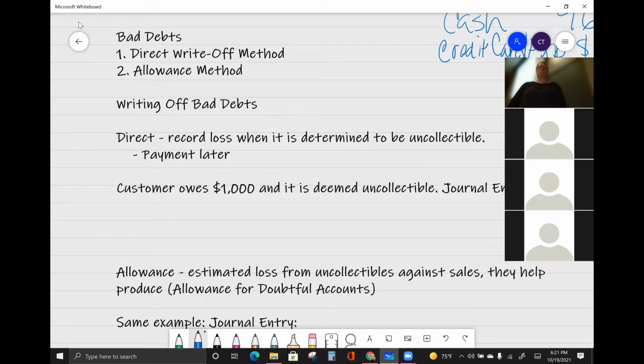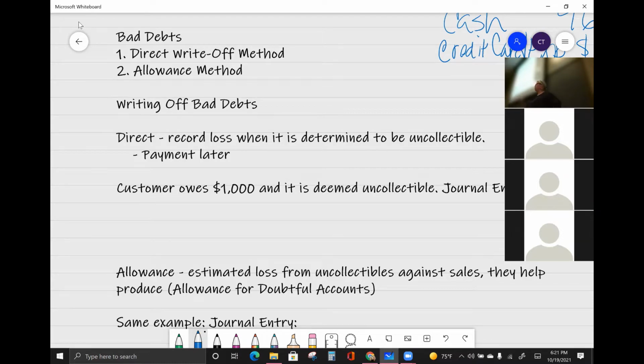So one is called the direct write-off method. That means that if I have Joe that owes me $500 for a lawnmower and he never paid me, it's now over 90 days. I've tried to collect. We've called, we can't get a hold of him, phone's not in service anymore, we had somebody go out, look at the address, can't find him. He's just gone. So we want to write this off.